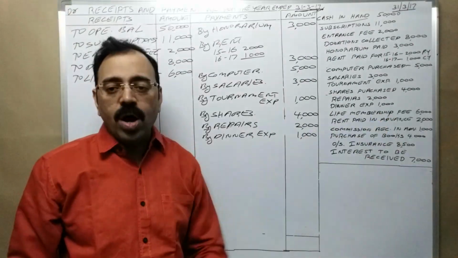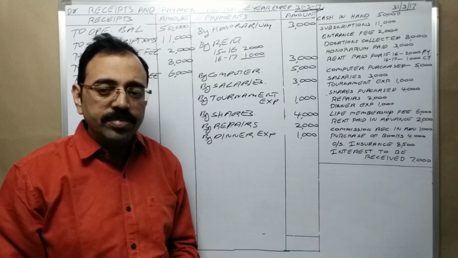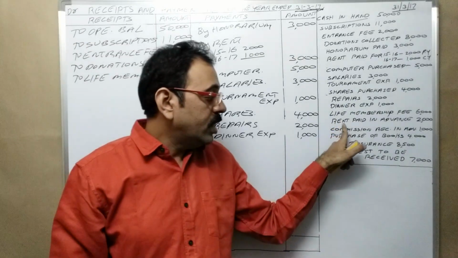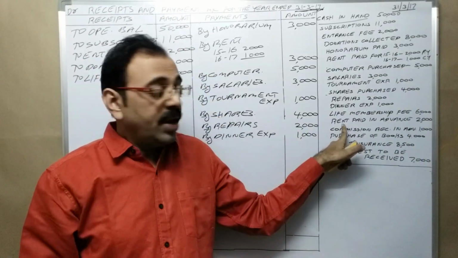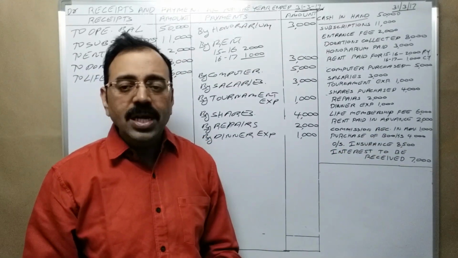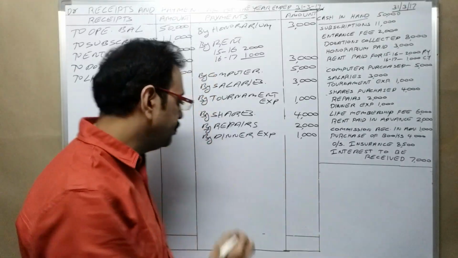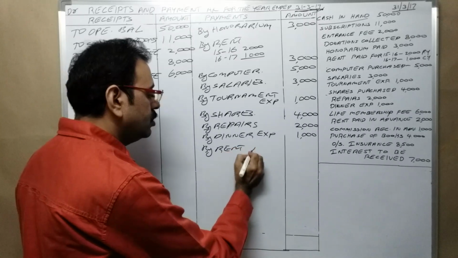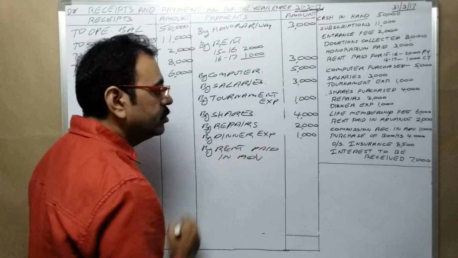Rent paid in advance. In which year is cash going? Current year. But that rent expenditure belongs to which year? Next year. Next year we should pay that, but we paid in the current year only. Since cash is going in the current year, we should credit it by rent paid in advance.